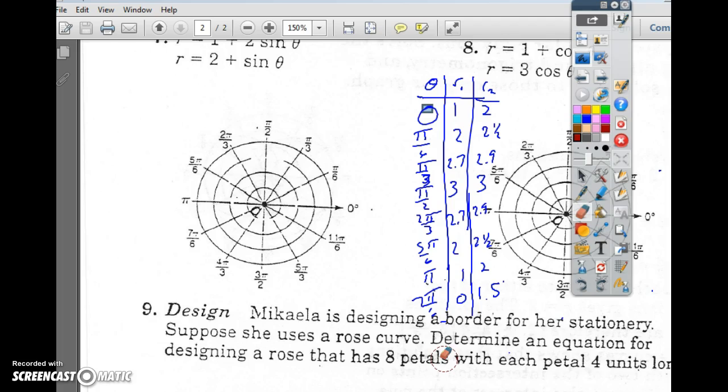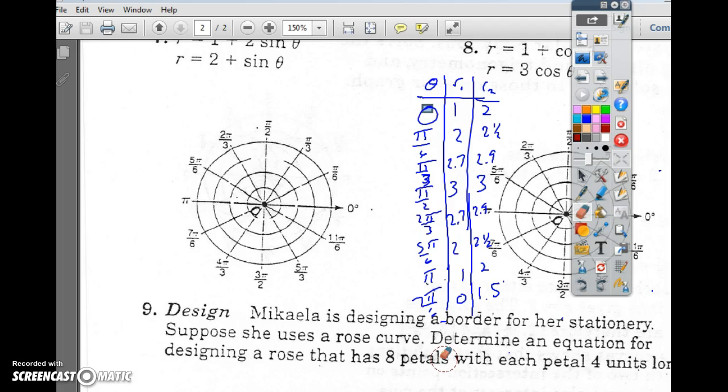And I'm going to keep going. I've got 5 pi over 3. The next one would be 11 pi over 6. That's the last one. And 11 pi over 6 would be 0 and 1.5. All right.